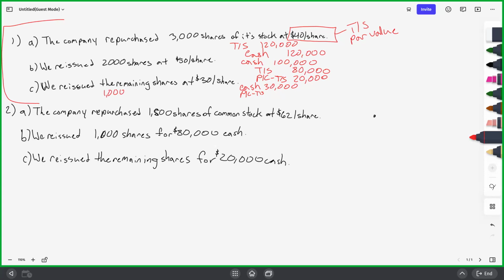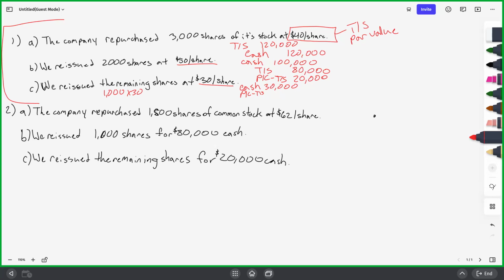Yeah, 1,000 times 30. Why wouldn't it be 40,000? Because that's going to be for our treasury stock. This right here is the cash value. Yep, it's how much people bought it for.